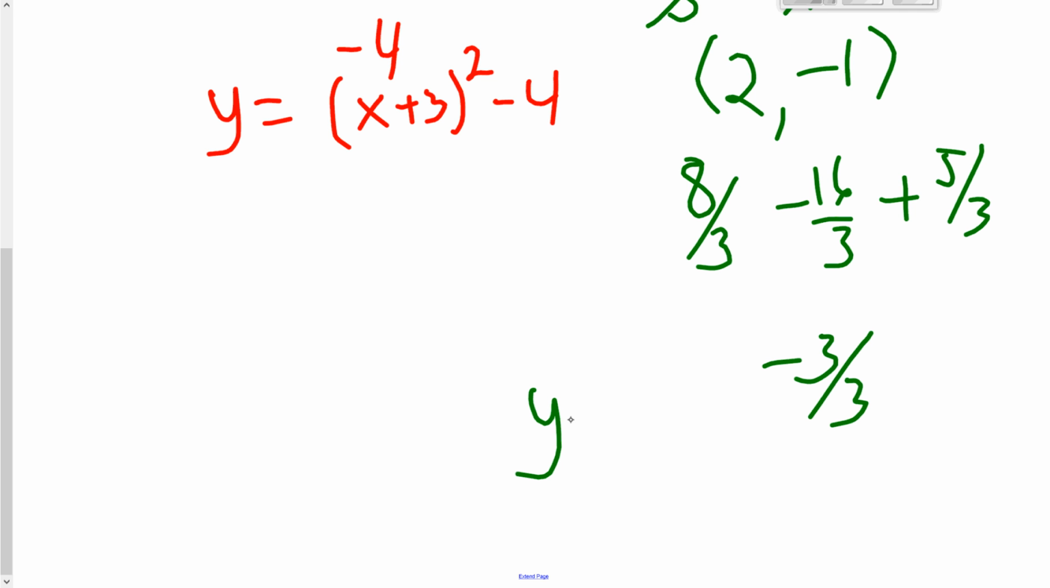I could write an equation. Y equals my a, which was 2 thirds, parentheses x minus my h, so that'd be minus 2, quantity squared, and then plus my k, which is negative 1. So there, it's turned into vertex form.